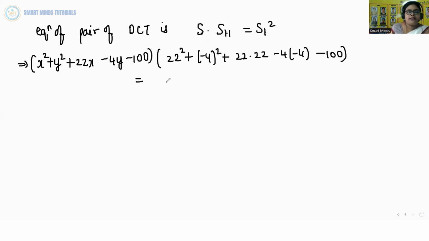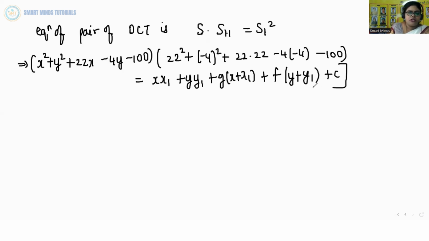Now S1, what is S1? We have a formula in the circles chapter or system of circles. Wherever you are coming across S1, we use the same formula. What is the formula? Xx1 plus yy1 plus g into x plus x1 plus f into y plus y1 plus c whole square. This is the formula we are going to apply. So from here to here, this is one single statement. Because it is not fitting in one single line, I use two lines.